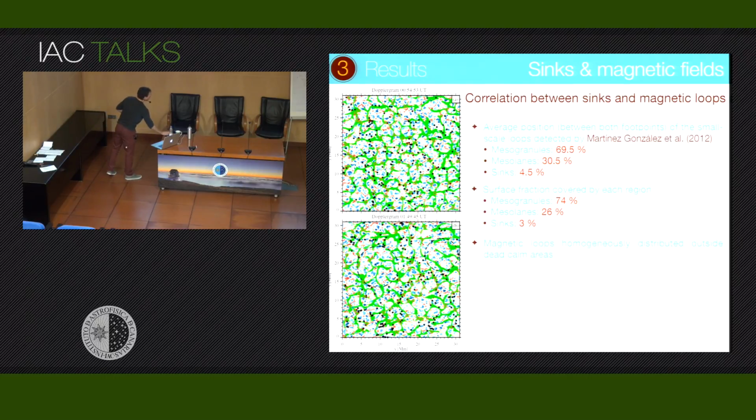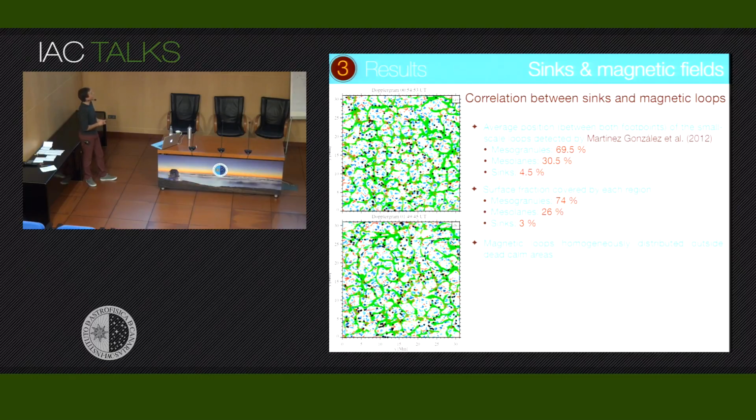Okay, we have seen that the strongest magnetic fields are at sinks. Now we want to check what happens with the weak, small, loop-like features. In these two observed areas, Martinez, Gonzalez, and coworkers detected all the loop-like features. The position is here shown by black dots.